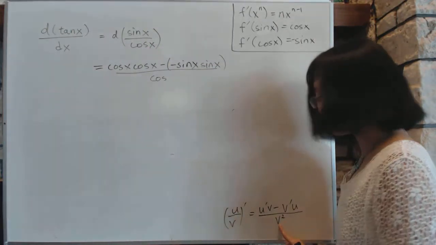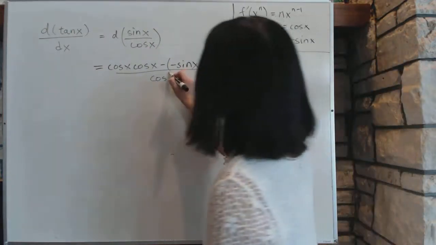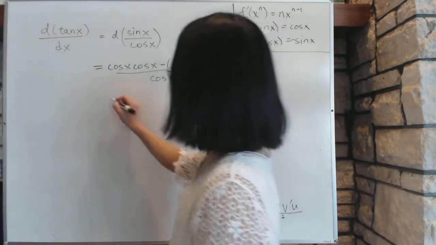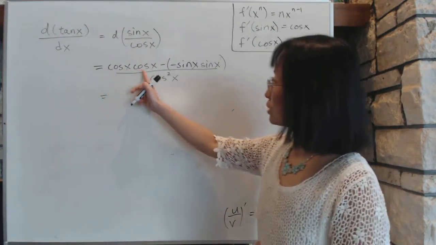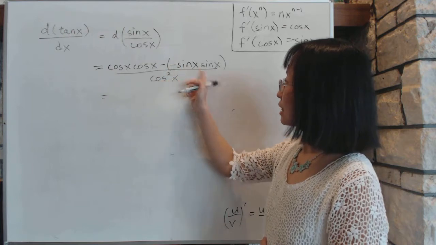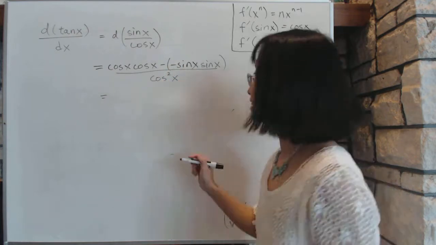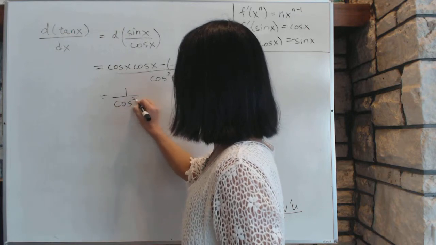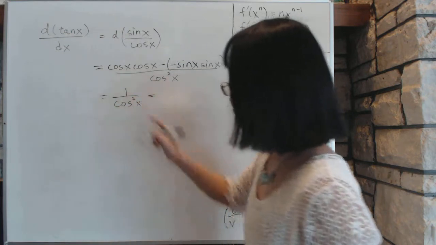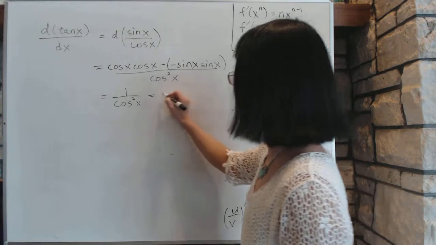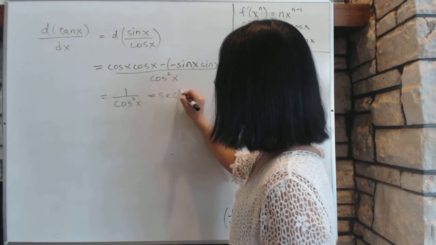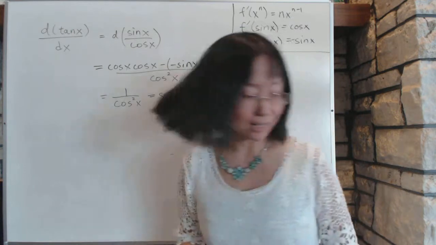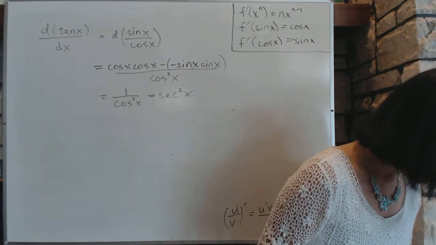And everything is divided by the bottom squared. You square the bottom, v, so it becomes cosine squared x, which is equal to, well, the numerator is cosine squared plus sine squared. Cosine squared plus sine squared is 1. Very nice. So we just have 1 over cosine squared x, and the inverse of cosine is called secant. If you don't remember that, try to remember that now. So this is simply secant squared x, and that's the answer of a quick, easy problem.